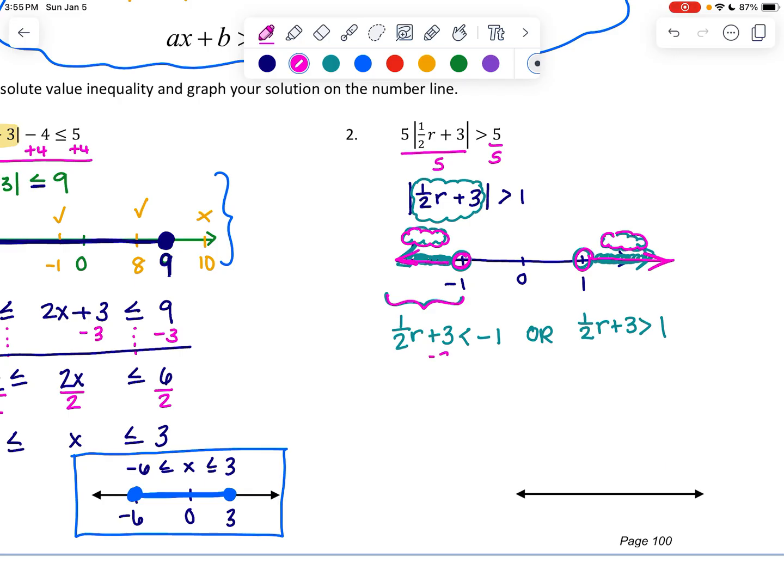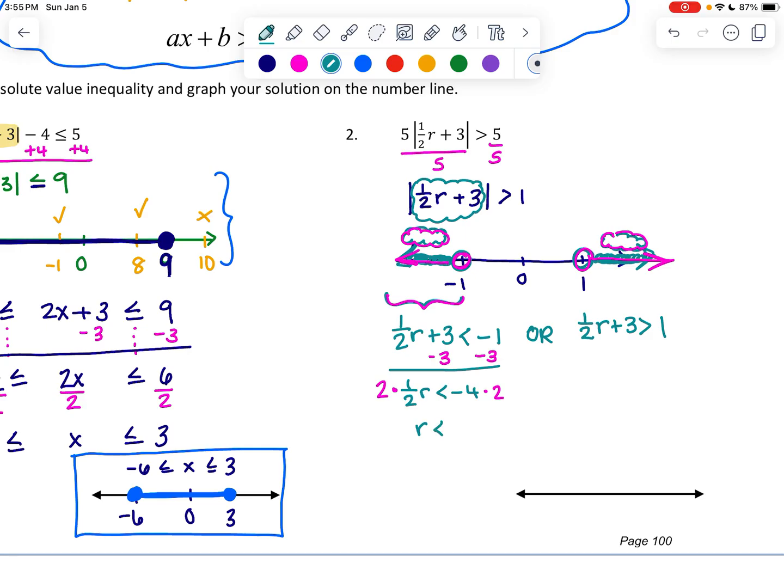Okay, we're going to subtract 3 on both sides. So I have 1/2 r is less than -4. Let's see how many of you know what to do next. I'm going to give you a second to think about it. You can divide both sides by 1/2 or multiply both sides by 2. I enjoy that a little bit more than dealing with fractions.